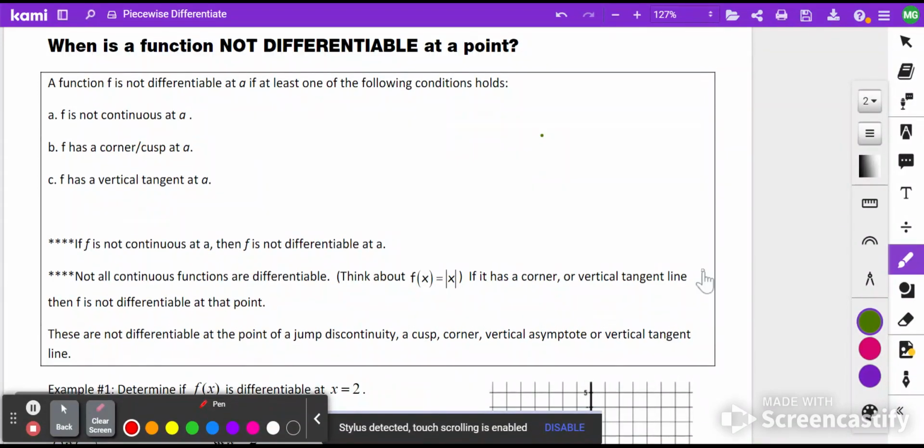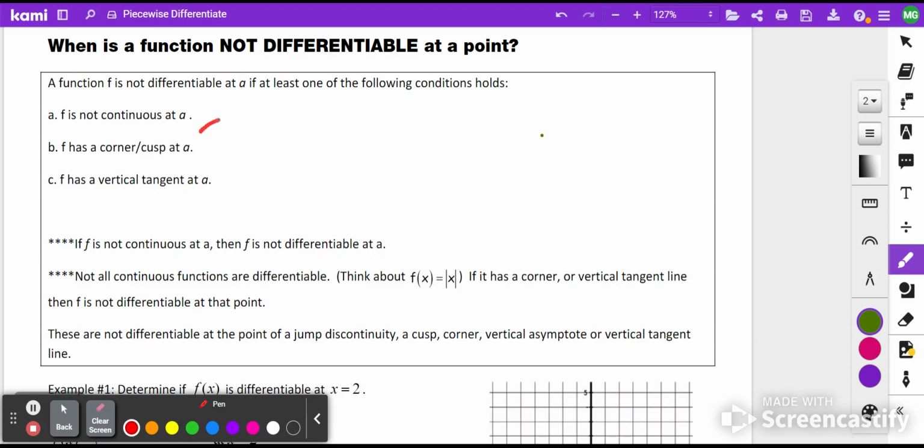Hi everyone. What we're going to talk about today is when a function is not differentiable at a particular point. And we've probably already done a little bit of work around this that you do remember. So first of all, a function is not differentiable at A if it's not continuous at A. For example, if we have something like this, a little piecewise function, it would not be differentiable there.